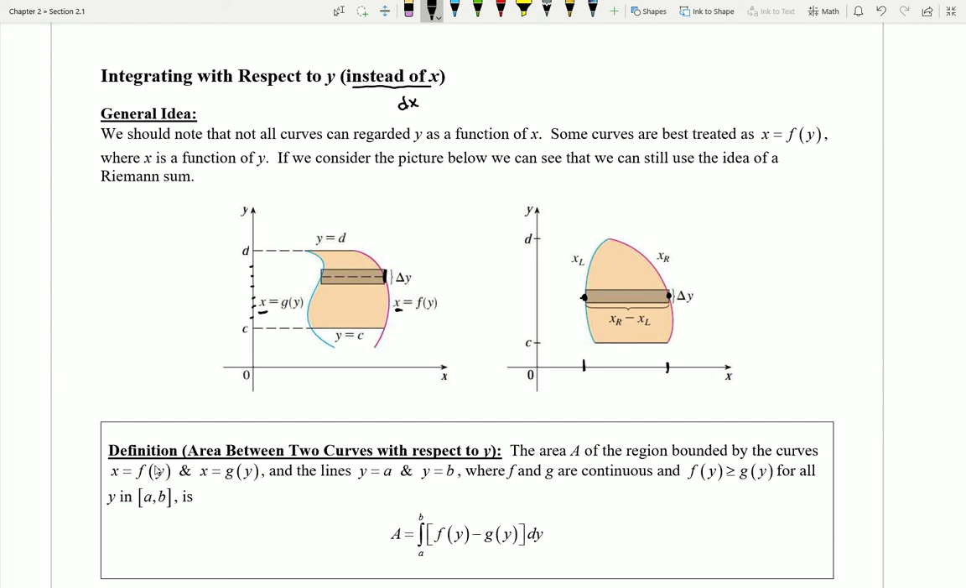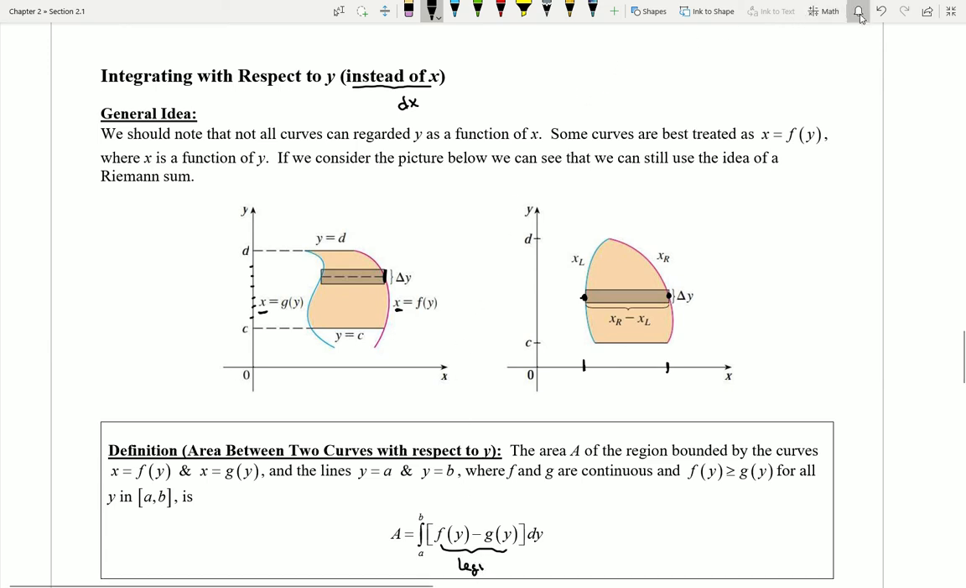So let's take a look at what we have down here. The area of a region bounded by the curves x equals f of y, and x equals g of y, and the lines y equals a and b, or in the pictures up above I have c and d, as long as again I have continuous functions, and f is a bigger function than g. Notice that means it produces a bigger x coordinate, so f's got to be on the right side where bigger x's are.